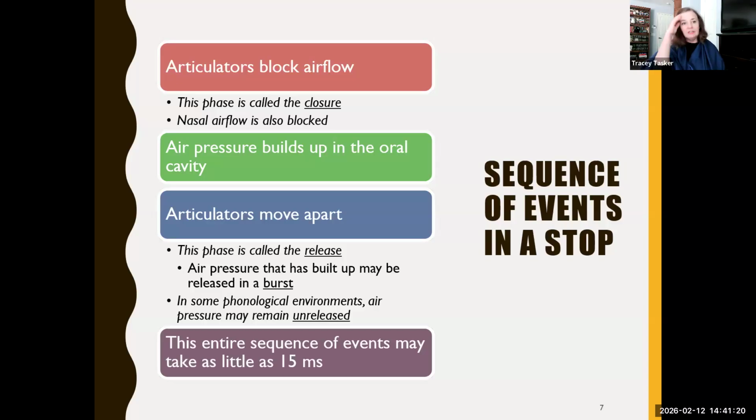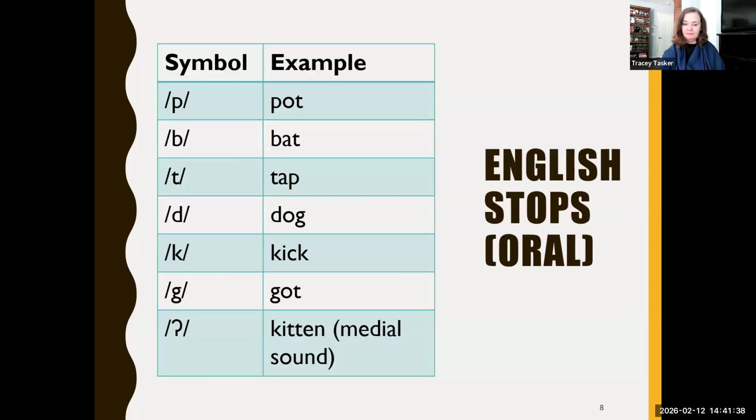And your book did a really nice job of showing what it looks like on a spectrogram. And we've been playing with my little spectrogram app every week in our class time when we meet. And if you were seeing it on that spectrogram, it would be a short burst of energy. All right. So these are the sounds p, b, t, d, k, g, and then the glottal, as in uh-oh.